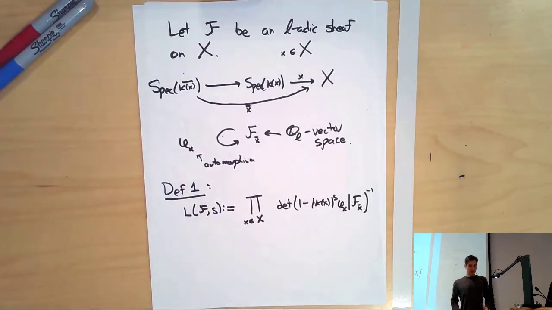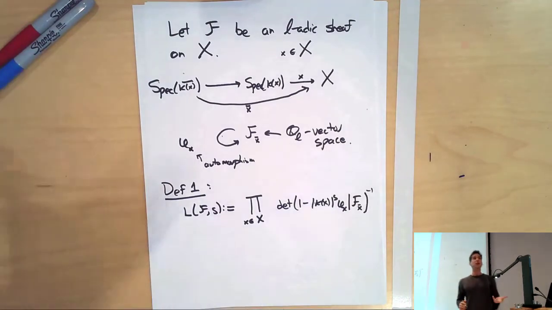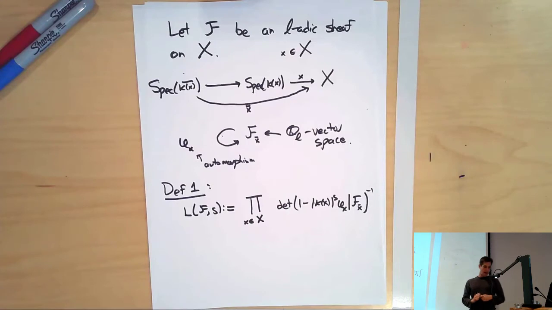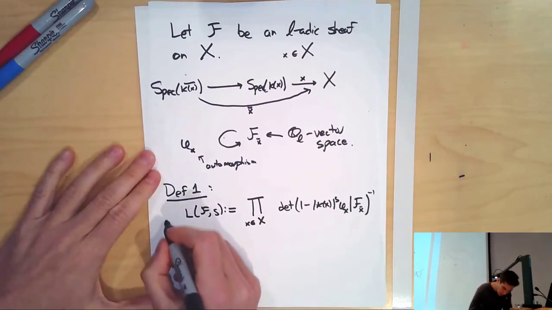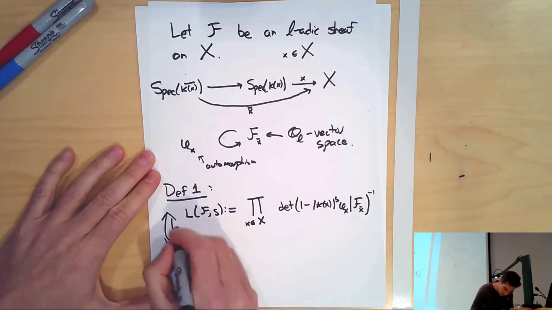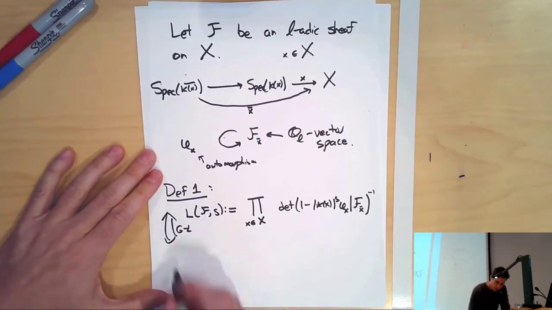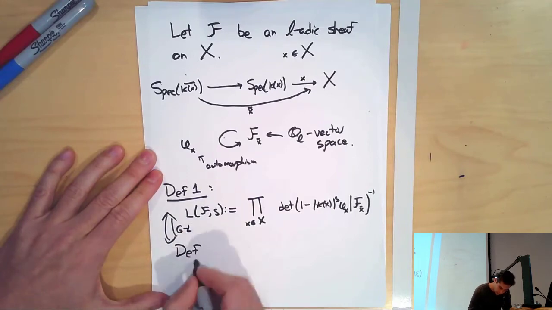So this is the definition. Maybe I should emphasize that this is the definition provided that the real part of s is sufficiently large, which guarantees that this infinite product converges. Then by analytically continuing, I mentioned earlier that in the case of the zeta function, this turns out to be a rational function of q to the minus s, and the same thing is true for this L function, because this is equivalent, again by the Grothendieck-Lefschetz trace formula, to another definition.